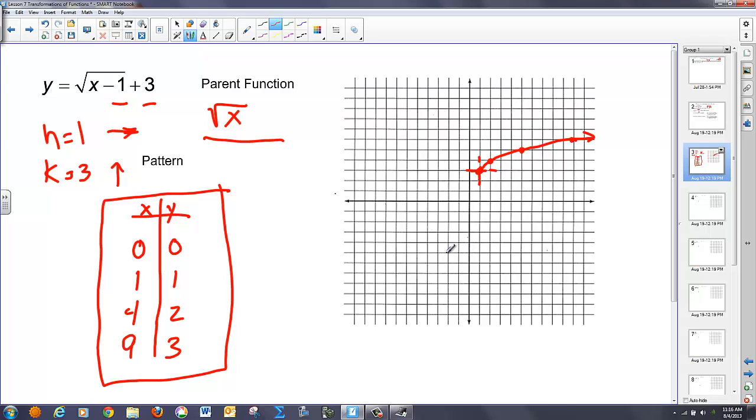Let's say you're not satisfied with that. Let's say you want me to prove that. So what I'm going to do is pick any point on this graph. This is the point 2 over and 1, 2, 3, 4 up.